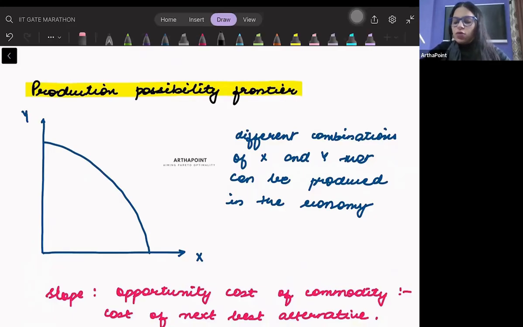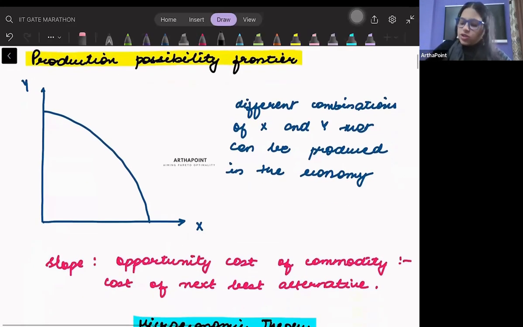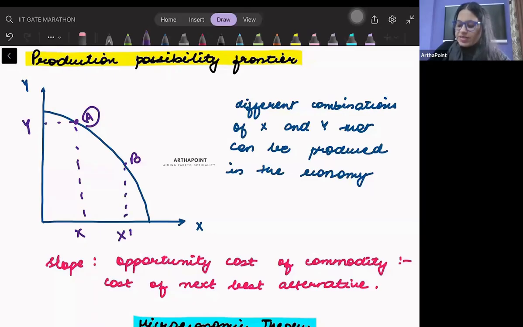The first thing that we want to talk about is the production possibility frontier. We know that the production possibility frontier gives us different combinations that can be produced by the economy as a whole. तो अगर मैं बात करूं पॉइंट A से पॉइंट B की, ये मुझे बता रहा है कि A पर गुड X के इतने यूनिट्स प्रोड्यूस हो सकते हैं और Y के इतने हो सकते हैं, और B पर X के इतने हो सकते हैं और Y के इतने हो सकते हैं.